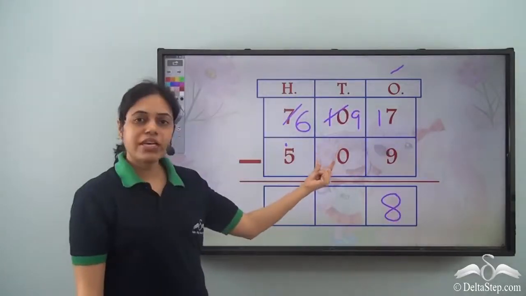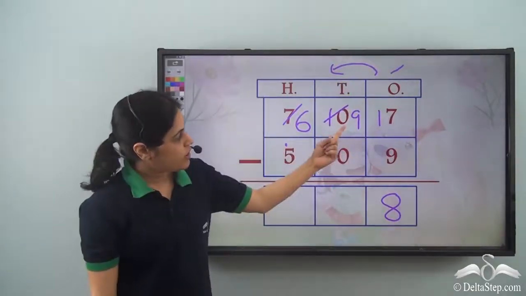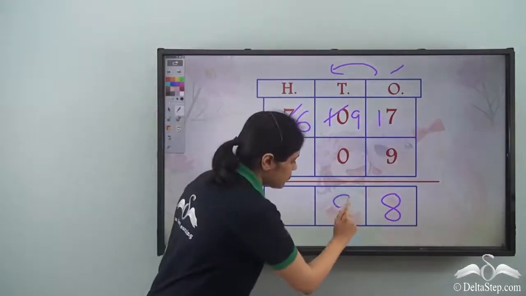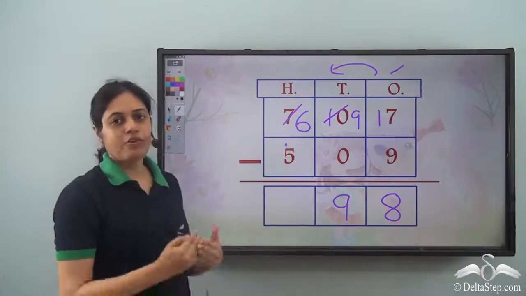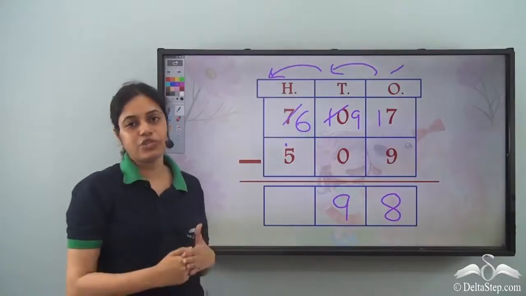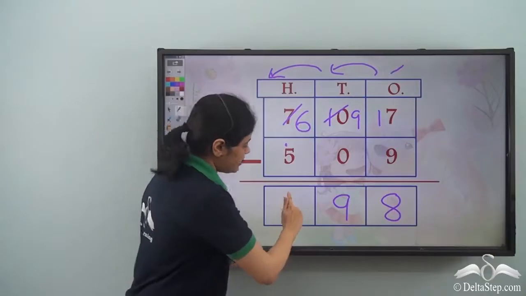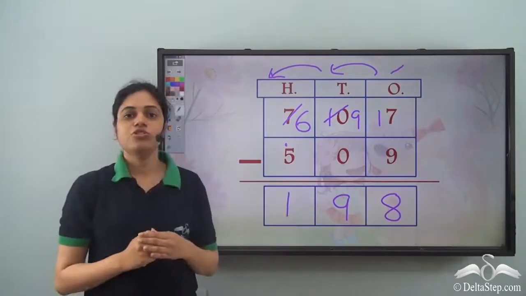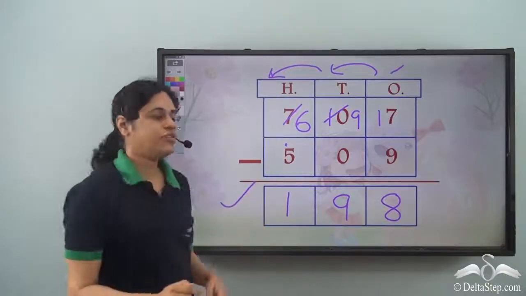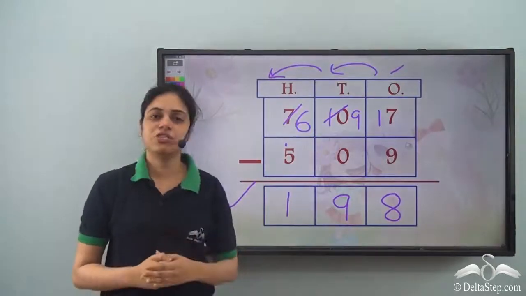Now let's go to the tens room, which is to the left of ones room. So what is 9 minus 0? 9 minus 0 is 9. And then from tens room, I move further left to the hundreds room. So I have 6 minus 5. 6 minus 5 is 1. So the difference or the answer is 198. This is the answer when you subtract these two numbers.